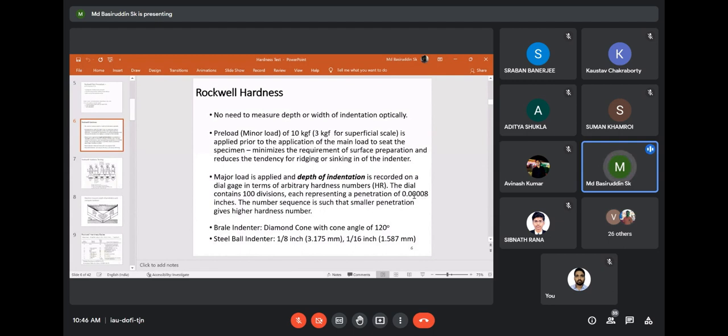As I said, for the Rockwell A scale, you can use the diamond cone. And you know the diamond cone is very hard, so it will not deform, but it will deform the samples. Therefore, you can measure the hardness of very soft material as well as very hard material. But whenever you go for comparison from soft metal to hard metal, sometimes you will create some problems.